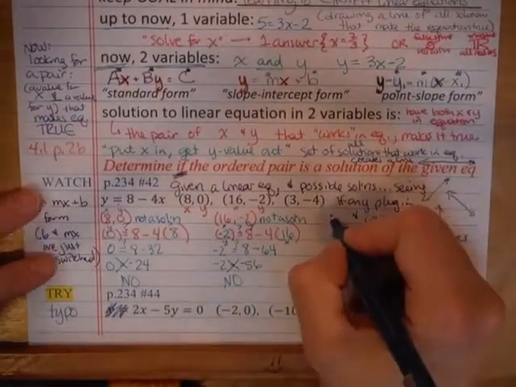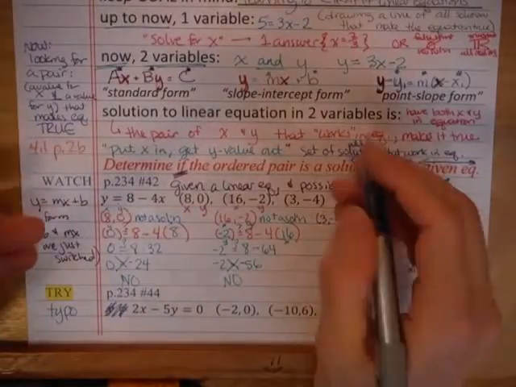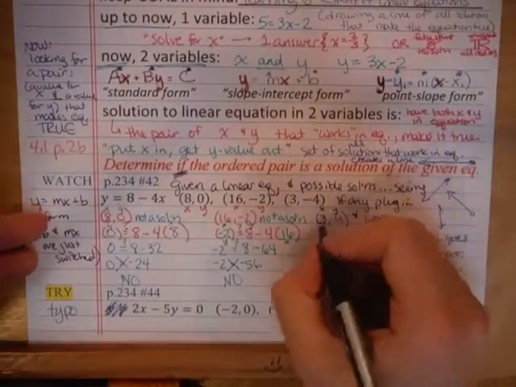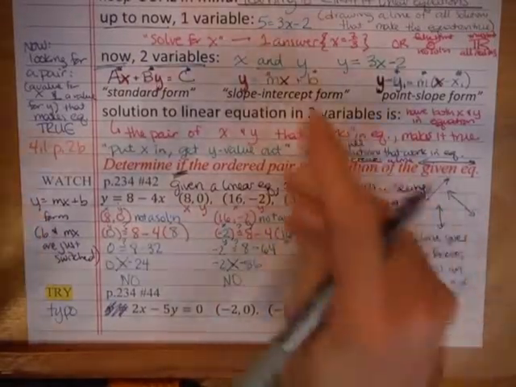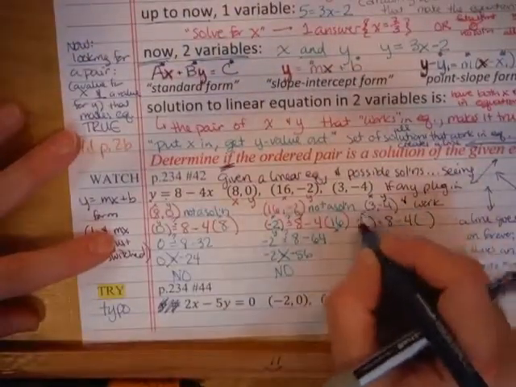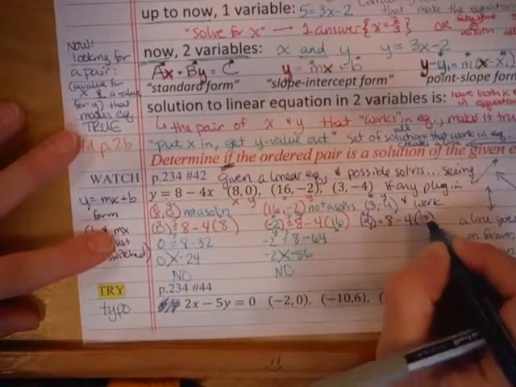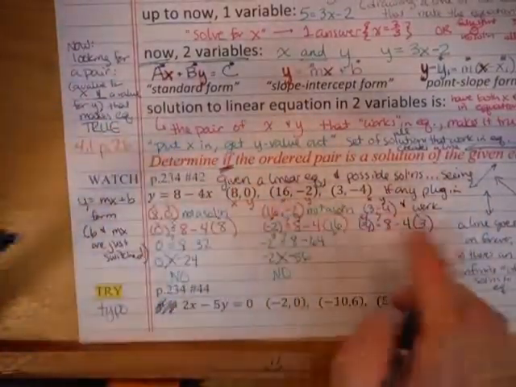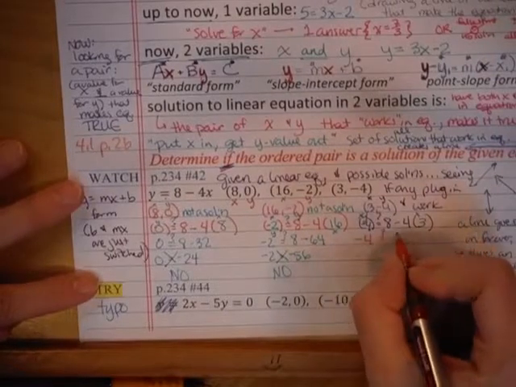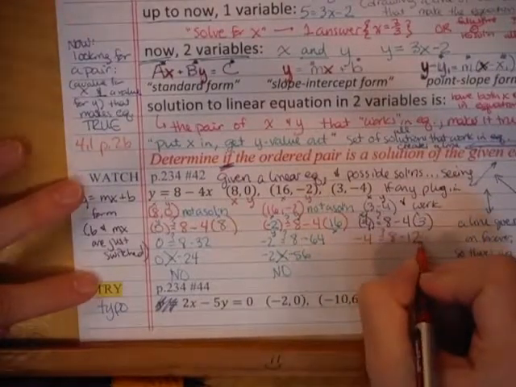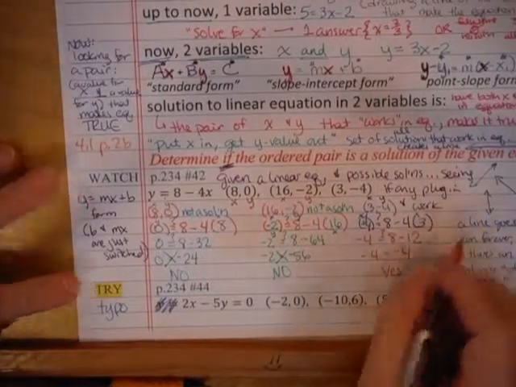And our last one that we get to try is 3, negative 4. Again, there's our x and our y here. So we've got y equals 8 minus 4 times x. There's our y value and our x value. So our y value is negative 4. Our x value is 3, and I'm going to see if this works here. So I've got negative 4 and 8 minus 12. I have negative 4 equals negative 4. This is a true statement.